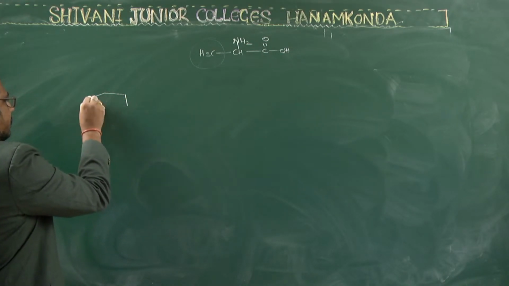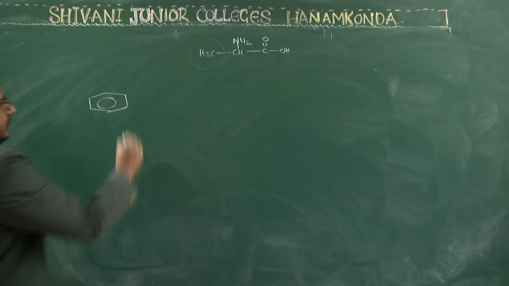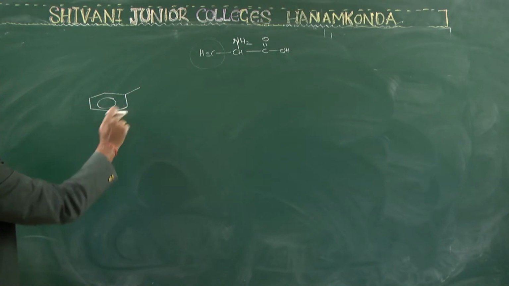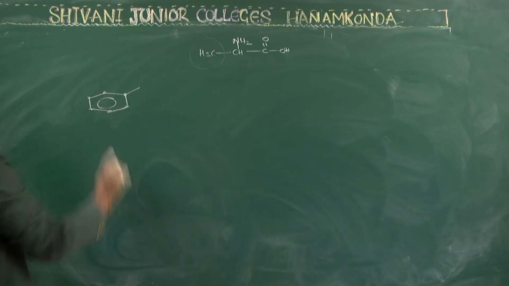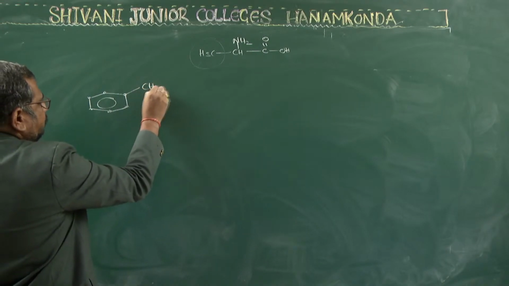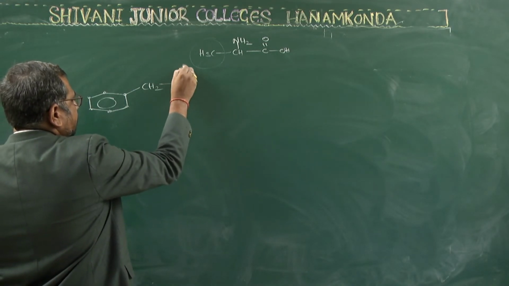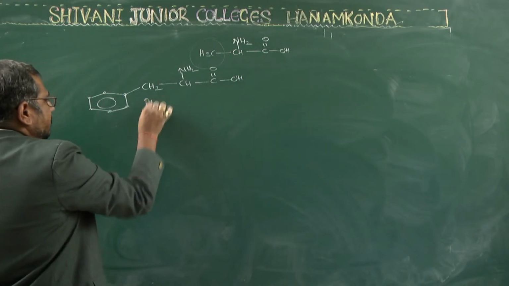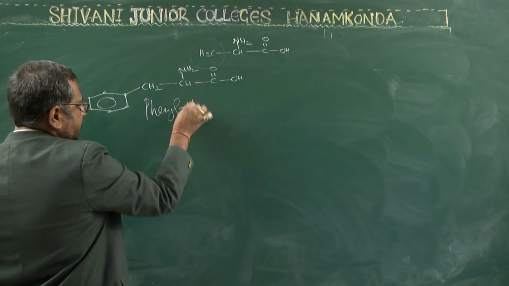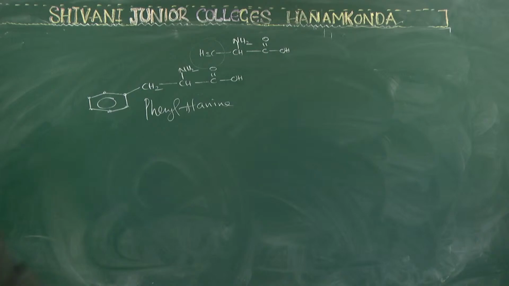Now the phenyl group is C6H5. C6H6 is benzene. Every carbon has one hydrogen, all 6 carbons and 6 hydrogens, and removal of one hydrogen from the benzene ring gives the phenyl group. Here CH2, removal of this hydrogen, and again CHNH2 COOH. Now this one is alanine and this is called phenylalanine. This type of amino acid is called an aromatic amino acid.